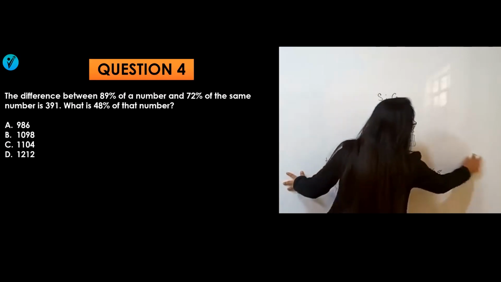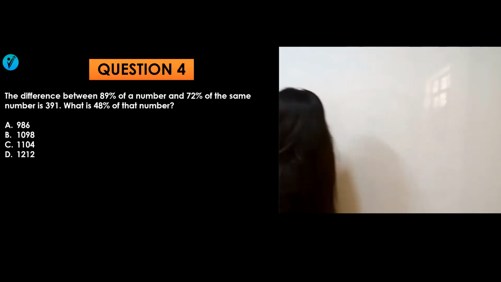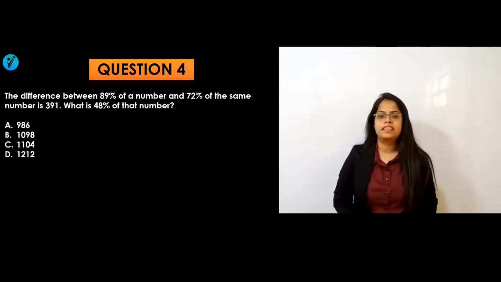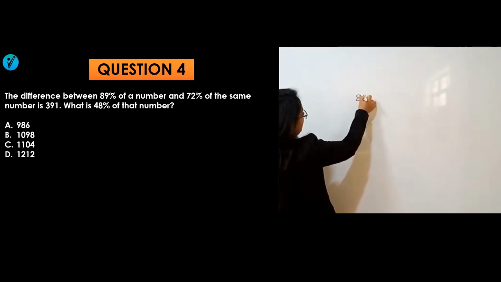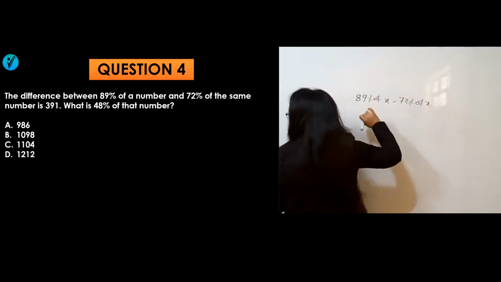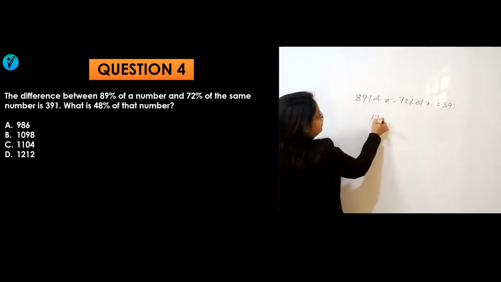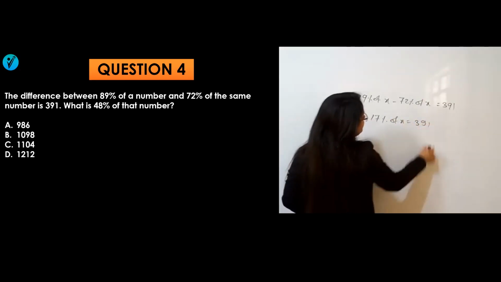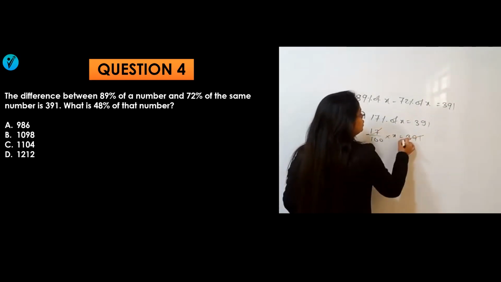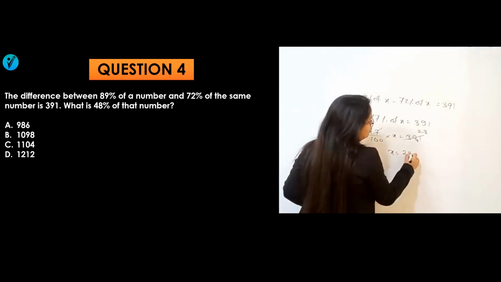Question number 4 is here. What are they saying in this question? The difference between 89% of a number and 72% of the same number is 391. So 89% of X minus 72% of the same number X is given as 391. So 89 minus 72 is 17. 17% of X is equal to 391. So 17 by 100 into X is equal to 391. 17 times 2 is 34, 5 is there. 17 times 3 is 51. So X will be 23 into 100, which is 2300.